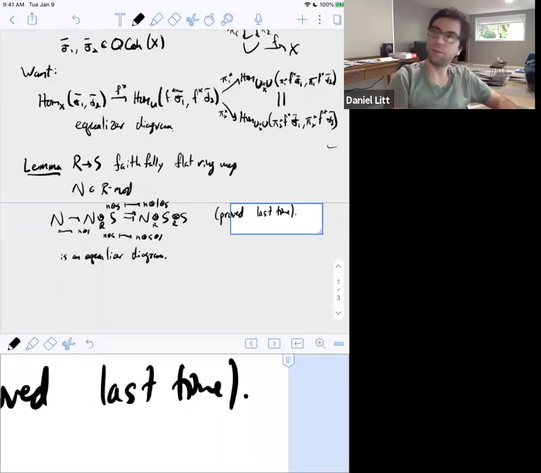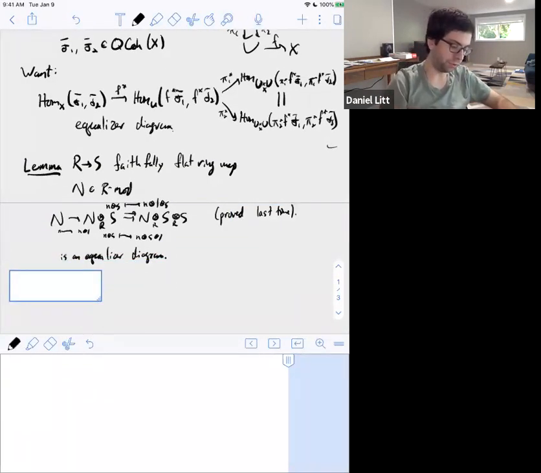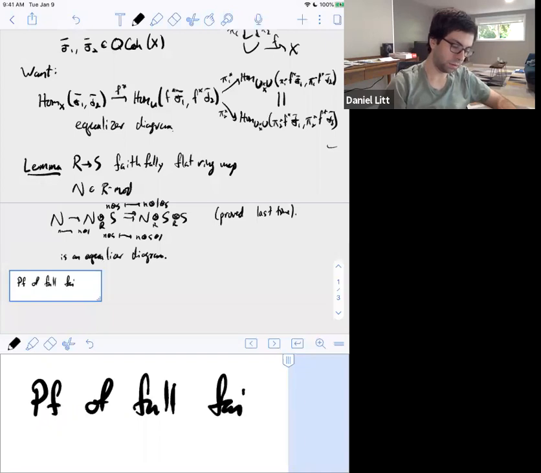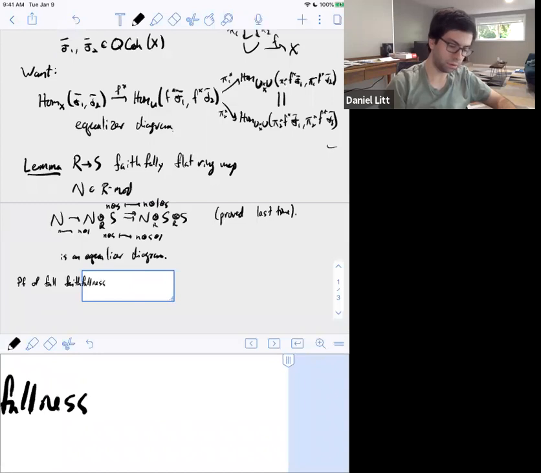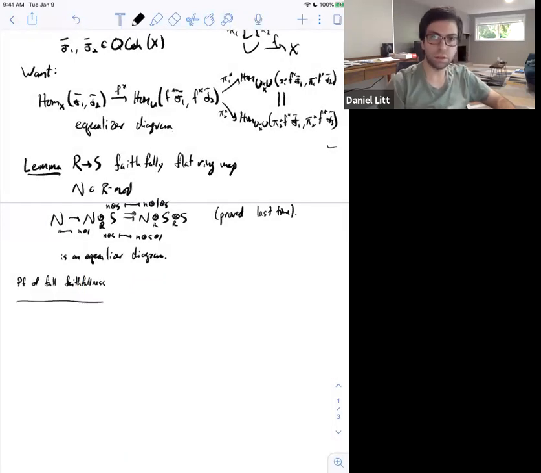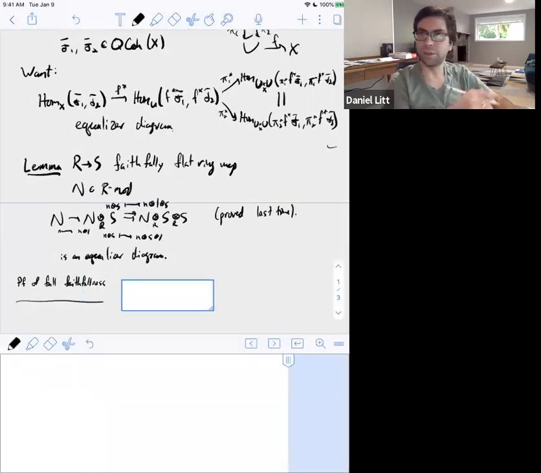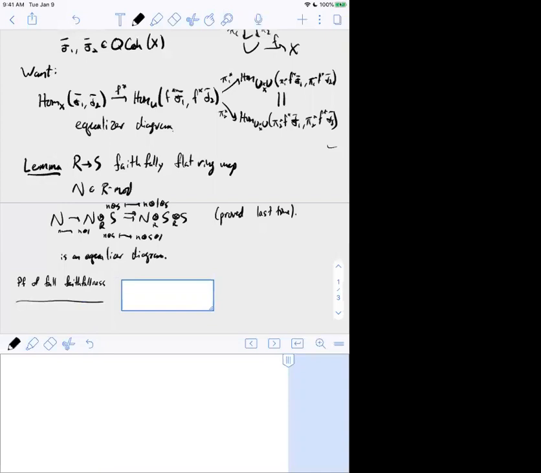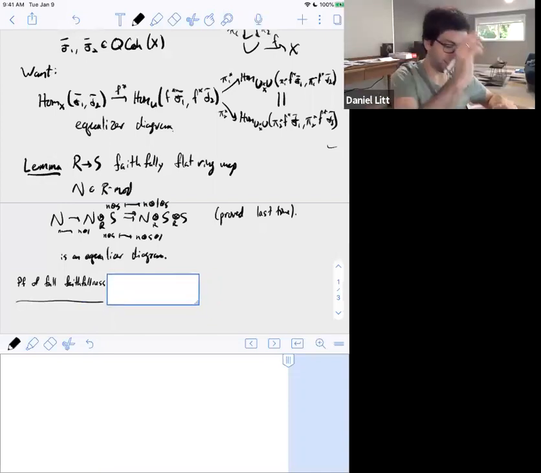All right, so let's use this lemma to prove full faithfulness. So, proof of full faithfulness. Can you see what I'm writing here, or is this too small? I can see it fine. It's too small? It's fine for me. Oh, it's fine? Okay. Cool.